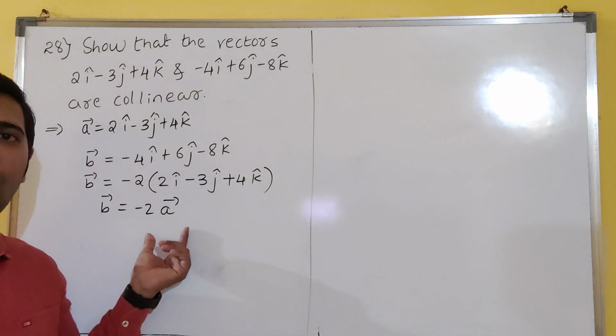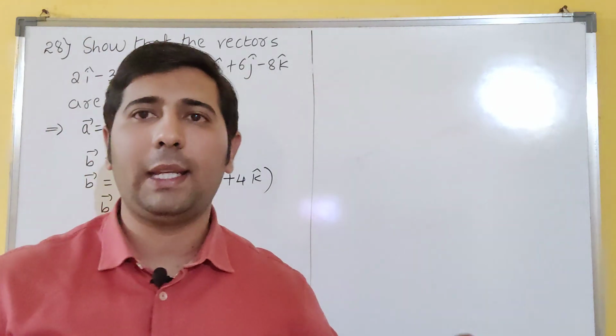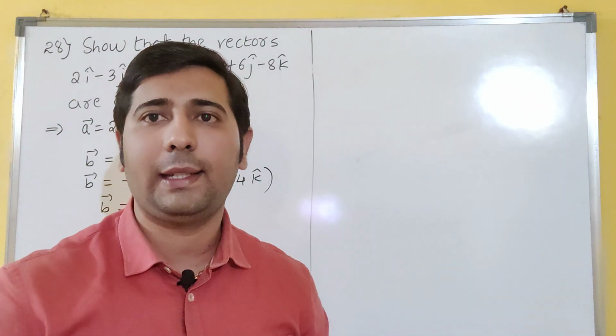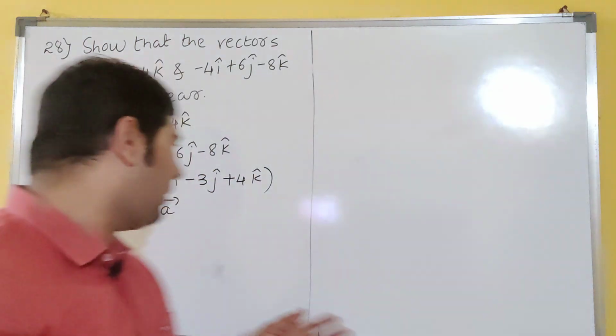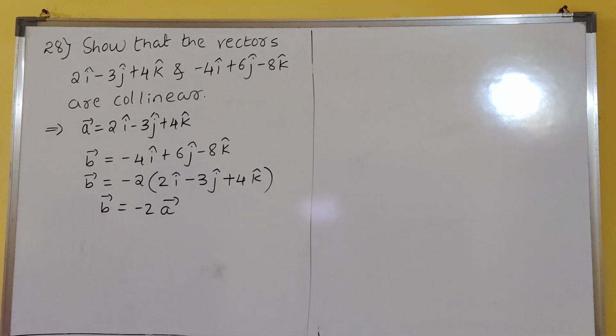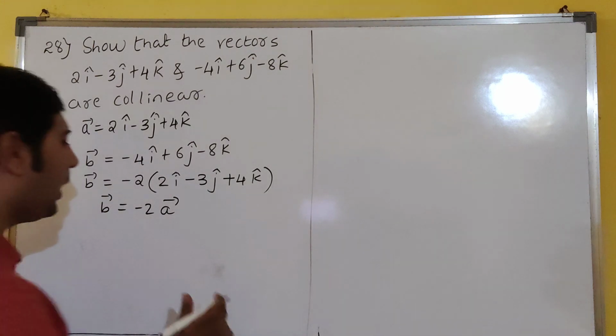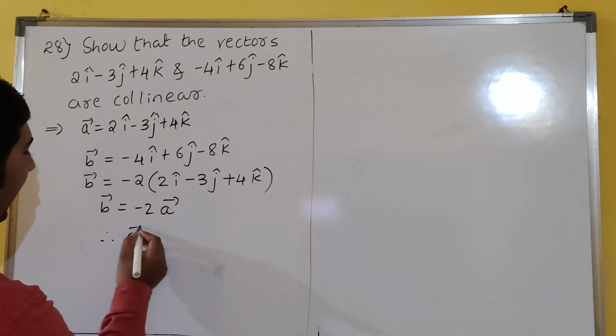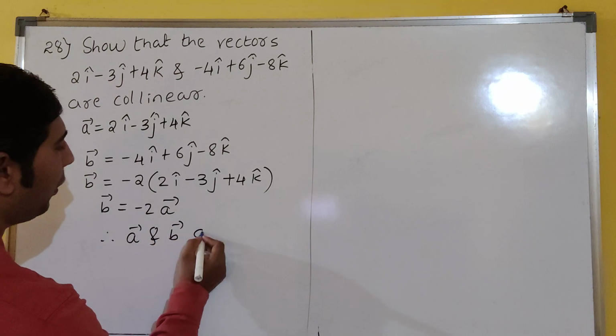Therefore we can say this is collinear, because vector B is equal to lambda into vector A. If you are saying these are what? The negative sign indicates they are in opposite direction. Clear? So then we can write: therefore vector A and vector B are collinear.